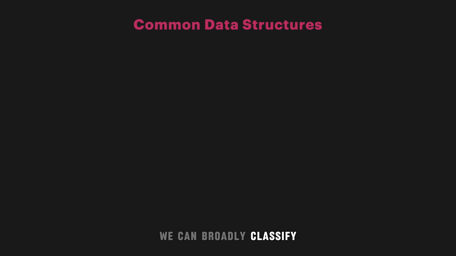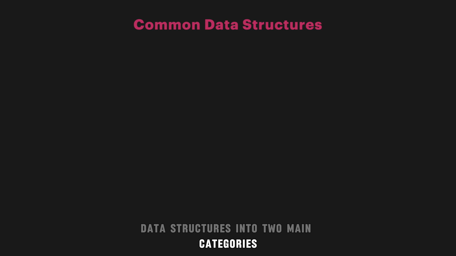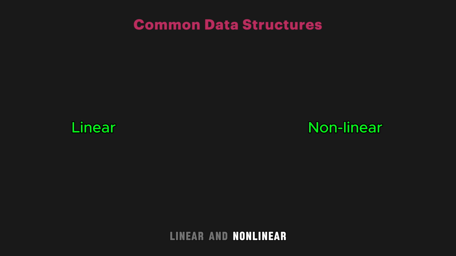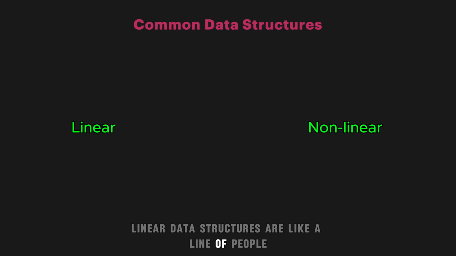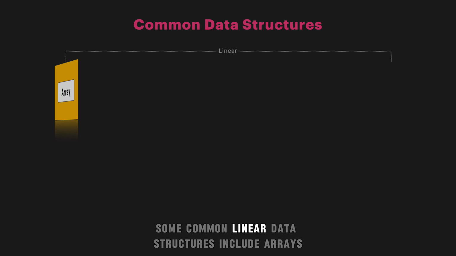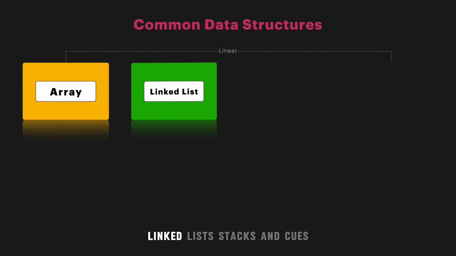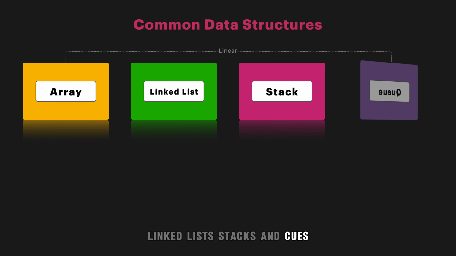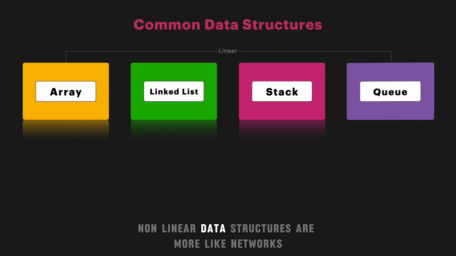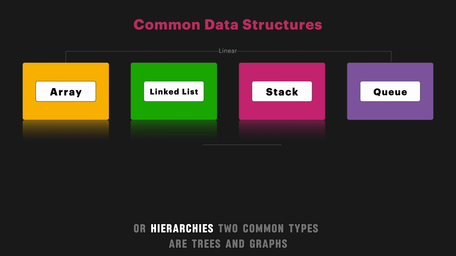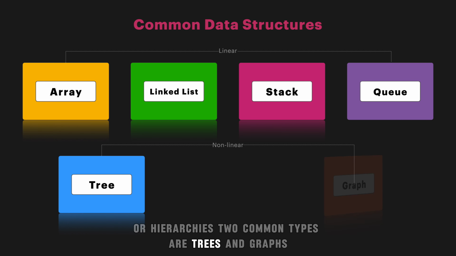Now that we've covered the basics of data structures, let's dive into some common ones. We can broadly classify data structures into two main categories, linear and nonlinear. Linear data structures are like a line of people, each person has a specific position in the line. Some common linear data structures include arrays, linked lists, stacks, and queues. On the other hand, nonlinear data structures are more like networks or hierarchies. Two common types are trees and graphs.